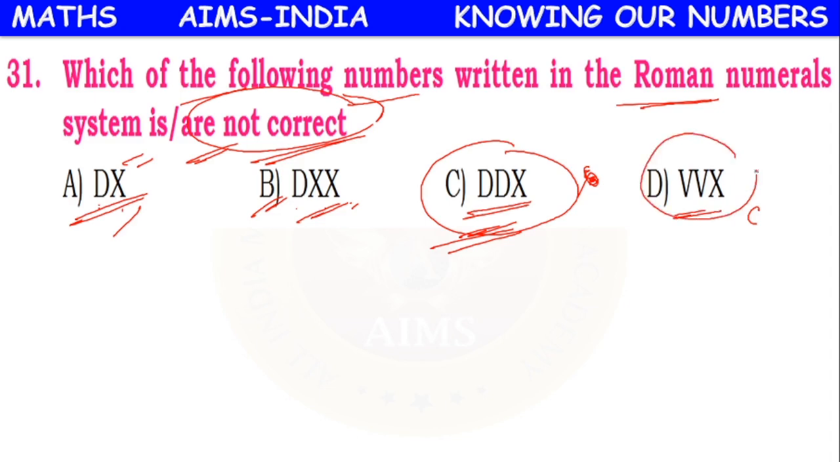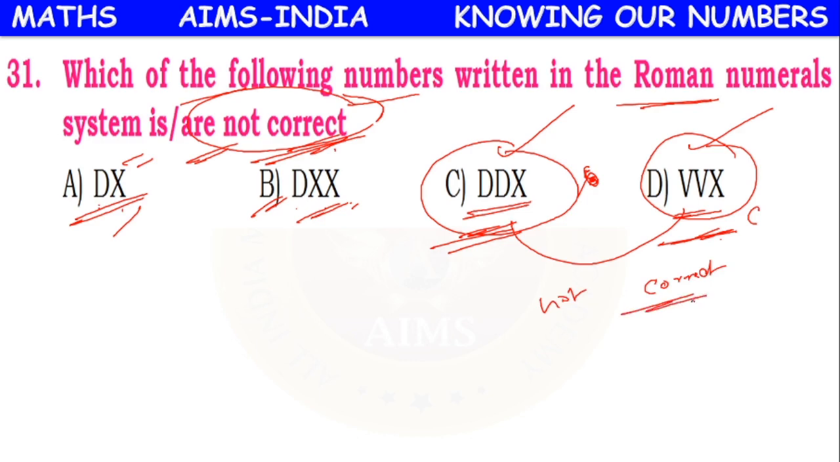VVX: V cannot be repeated, and V cannot be subtracted two times. So this is also not correct. They are asking to choose which of the following is not correct. So these two are not correct forms of representing Roman numerals. So these two are the answers. So C, D is the correct option.